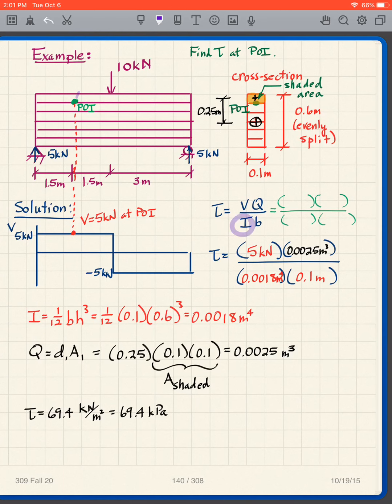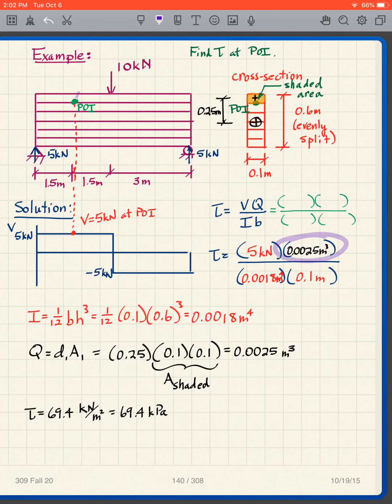That is my I, so I put my I there. V, 5 kilonewtons, we put there. B, the width, well, B is the same everywhere, so that makes my life very easy. So that is not hard. So B is what? 0.1. So I've got V, I've got I, I've got B, got everything. They only took 2 seconds to do.